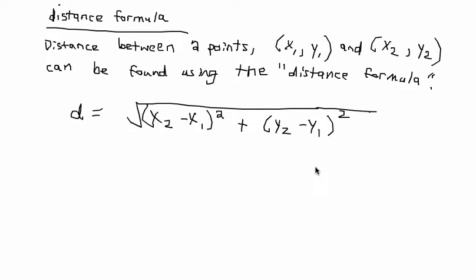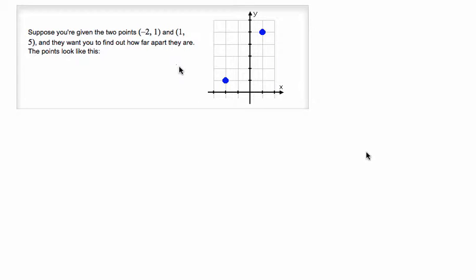The distance between 2 points (x1, y1) and (x2, y2) can be found using the distance formula. D equals the square root of (x2 minus x1) quantity squared plus (y2 minus y1) quantity squared. Let's look at an example.